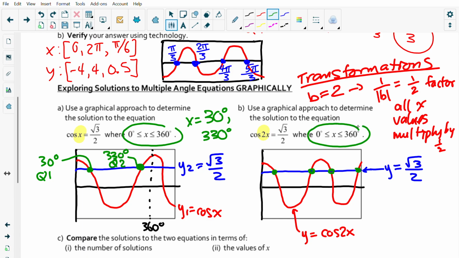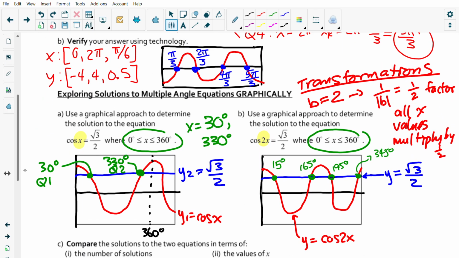Now within this domain, I'll have 4 solutions. I have 15 degrees. I have 165 degrees. Third solution, 195 degrees. And then this one right here is 345 degrees.